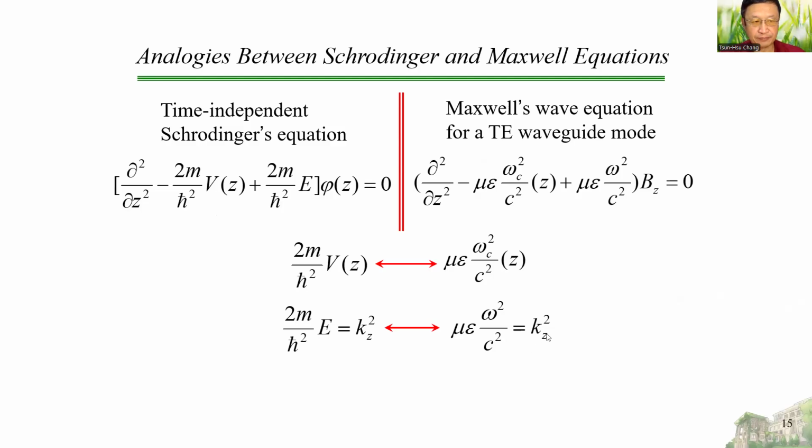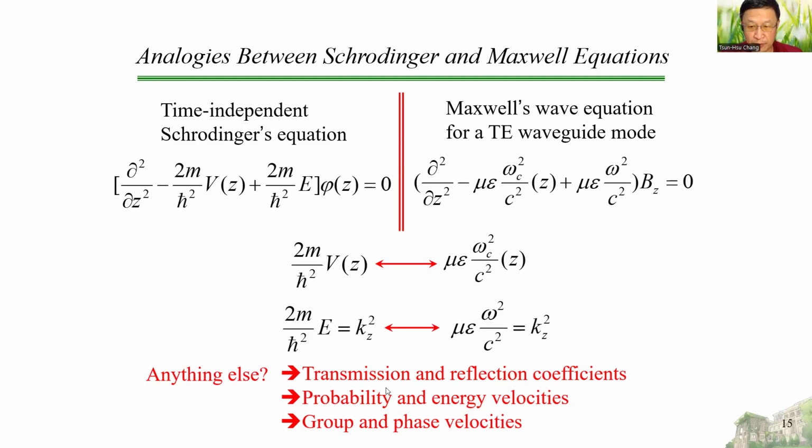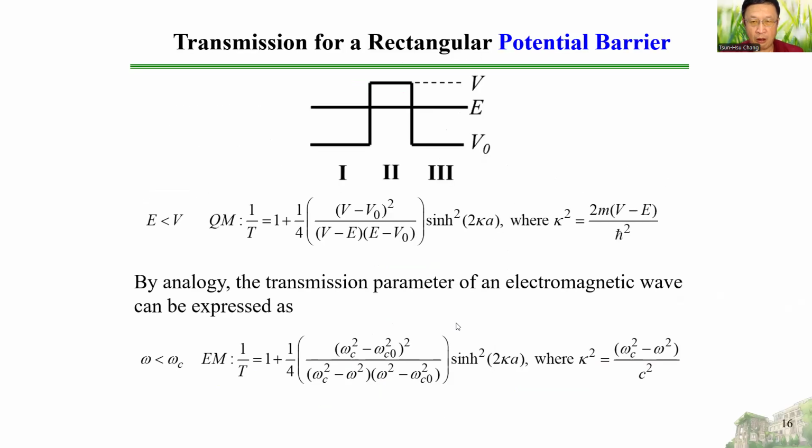Okay, what else? Anything else? Yeah, we have more. Let me show you. Transmission, reflection coefficients, probability and energy velocities, and group delay and phase velocity. Quite similar. Let me show you step by step. First, let's have a look at transmission for a rectangular potential barrier. Okay, transmission of a potential barrier.